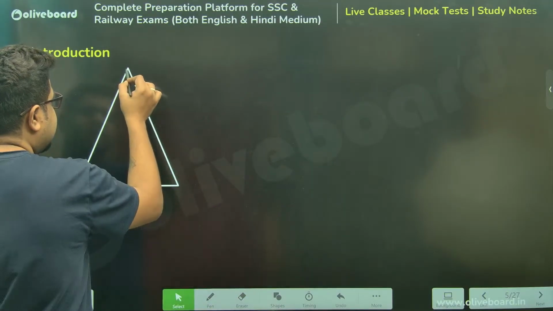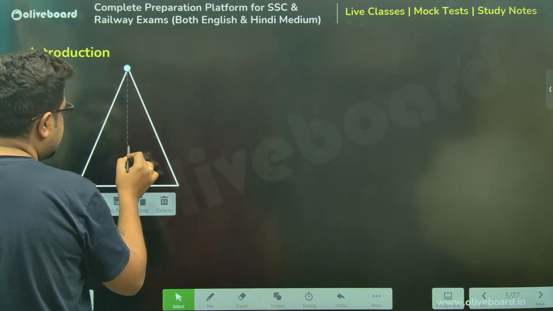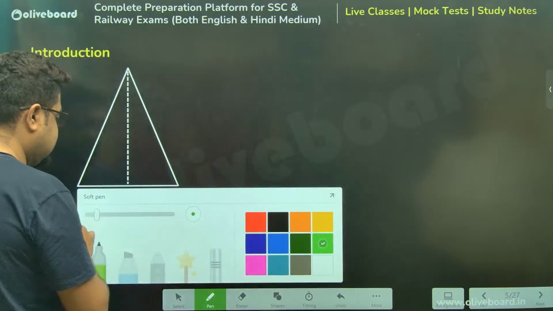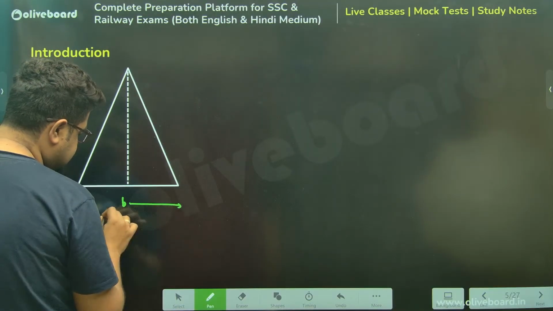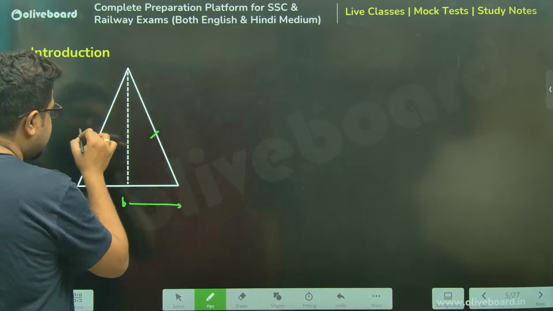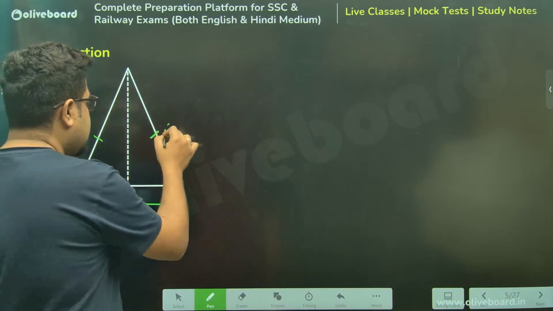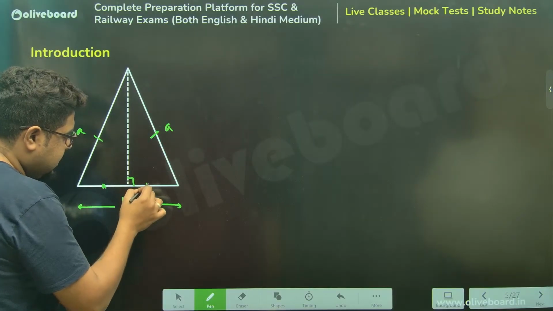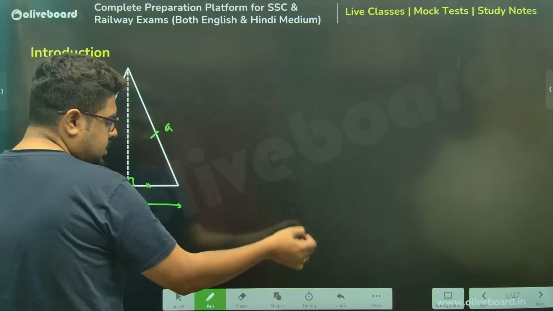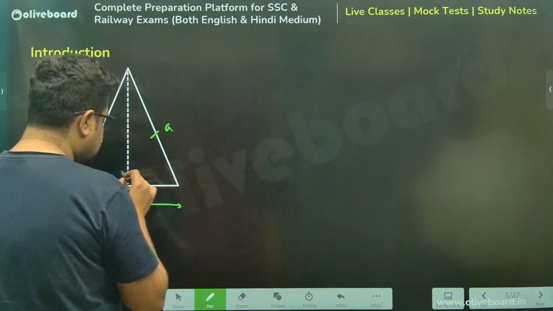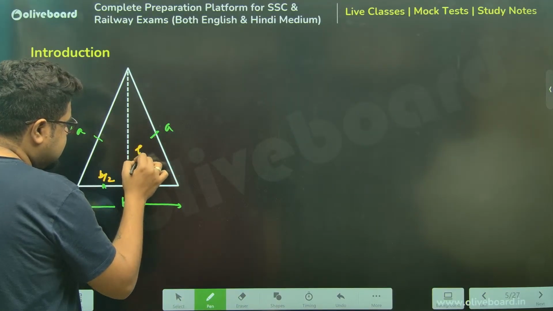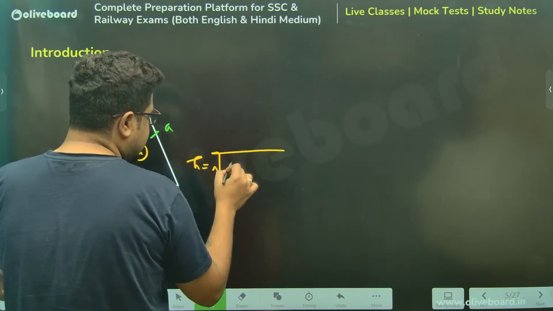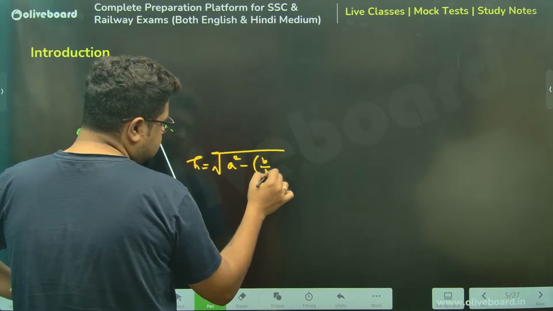But again, the formula is not that friendly either. Sir, I'm taking this as the base, and the equal sides are these two, A. As long as these two are equal, if this is 90 degrees, the base is going to be bisected. So this is going to be B by 2. And if I say this is H, the height is going to be root over A square minus B by 2 whole square.